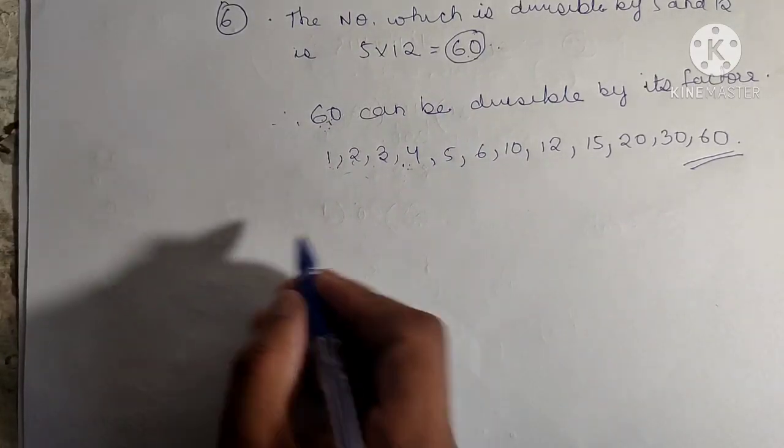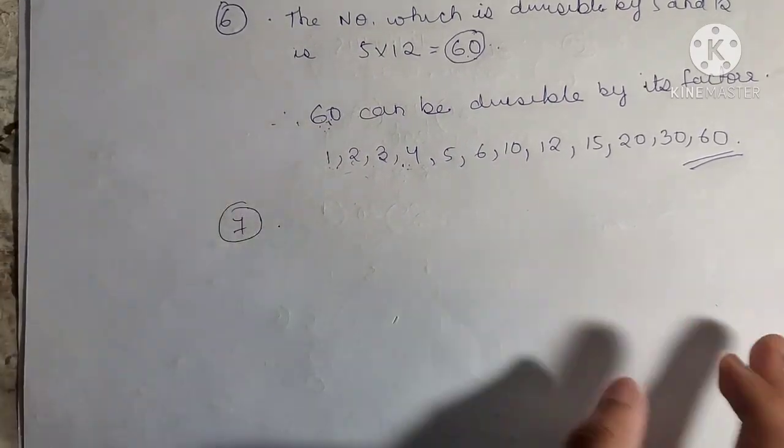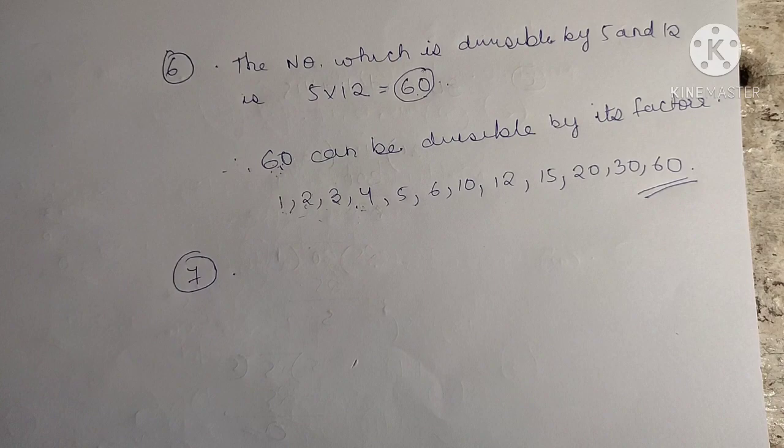Now the last one for this exercise is number 7. What is the question saying again? A number is divisible by 12. By what other numbers will that number be divisible? See, it is already given in this question that a number is divisible by 12. So what will we do here? We'll just find the factors of 12. Easy, isn't it? Then we'll come to know by which other numbers this 12 is divisible.